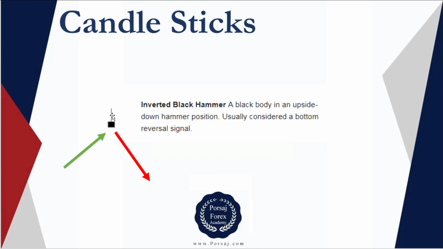An inverted black hammer, also known as an inverted hammer, is a single candlestick pattern that can signal a potential reversal in a price trend. It forms at the bottom of a downtrend and has specific characteristics that traders use to interpret its significance. The inverted black hammer is typically considered a bullish reversal pattern.